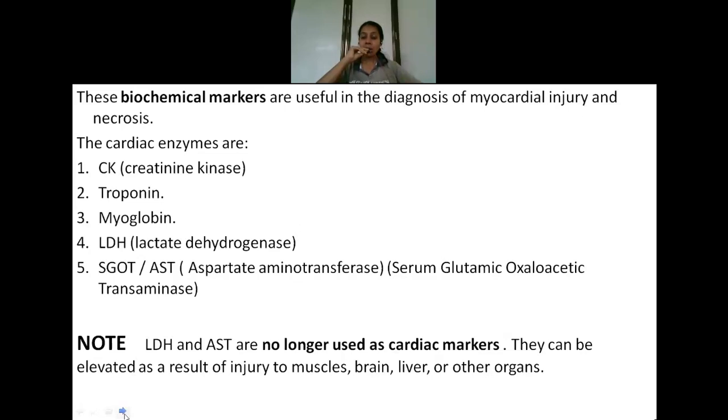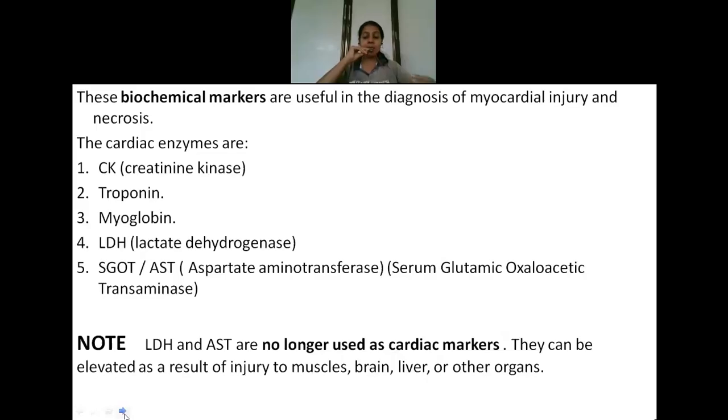Okay, why? What is the reason they are not considered as cardiac markers? Because whenever there is damage to any body part, maybe muscles or brain or liver or any organs, whenever there is damage to any of these parts, there is a rise in LDH and SGOT.